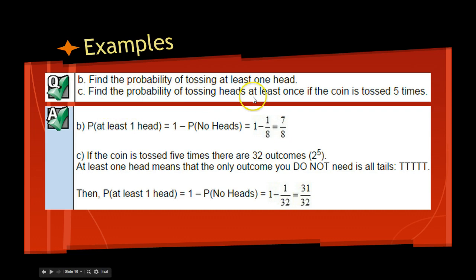And let's take a look at this other question here. Find the probability of tossing heads at least once if the coin is tossed 5 times. So we're tossing heads still at least once, except this time we're tossing the coin 5 times. When we're tossing a coin 5 times, you have 2 to the power of 5 possibilities, so that's 32 possibilities in the end. But in this case, we still have only 1 event where no heads show up at all. That's where we have all tails showing up. So it's 1 minus the probability of no heads. 1 minus 1 over 32 is 31 over 32.